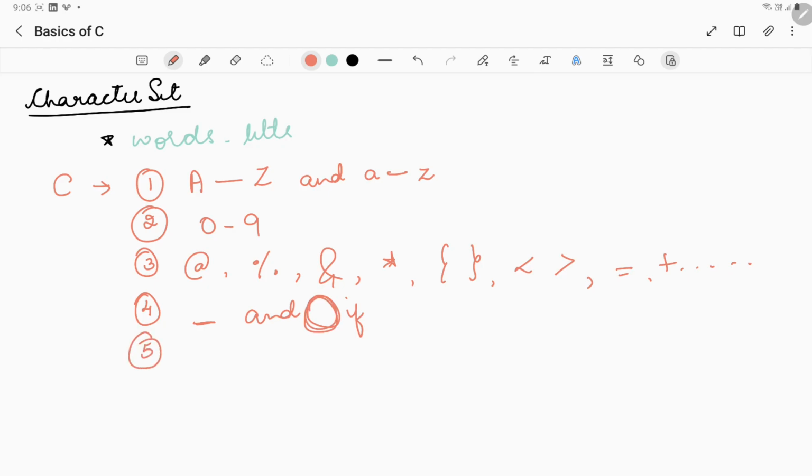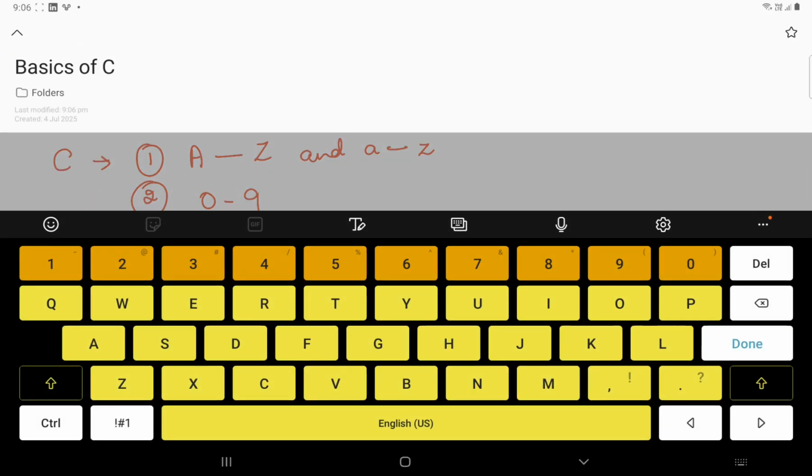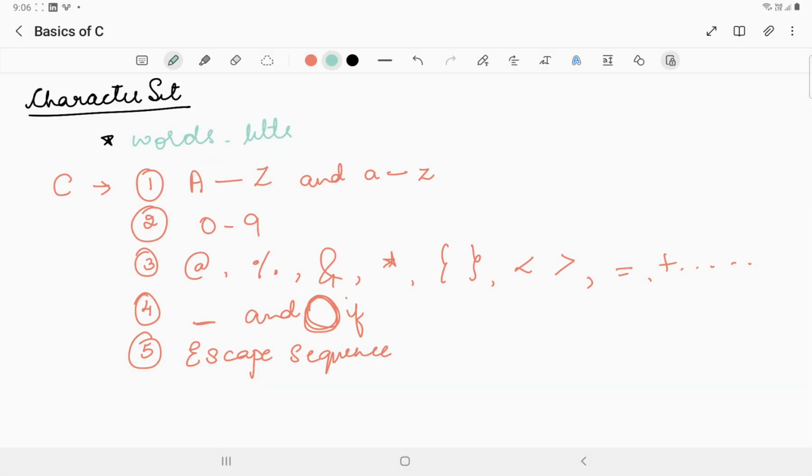Then the last one is the escape sequence. If you have not watched the previous video on escape sequences, go find and watch it, because it gives you an idea what escape sequences mean. These are the 5 character sets of the C language.